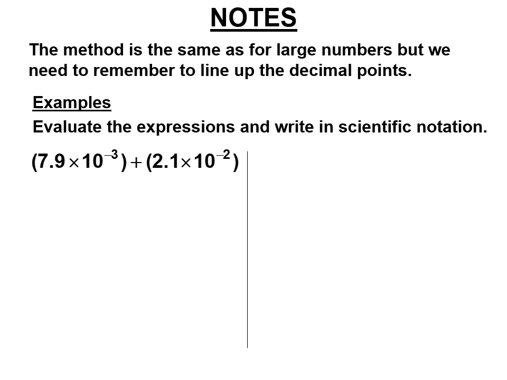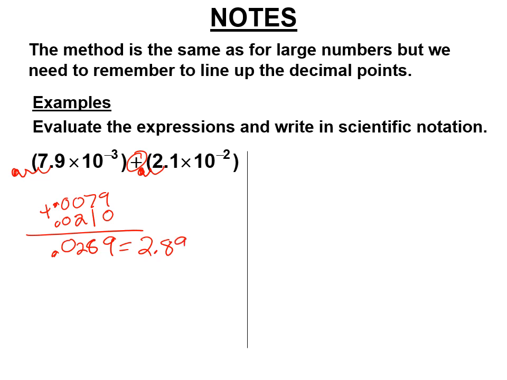It's the same as yesterday. It's just small numbers, right? So we're moving it 3 times. 1, 2, 3. So we get 0.0079, 2 zeros there. Move this twice. You get 0.021. We're adding. Right? If you feel the need to put a 0 there, put it. 0.0289, which is what in scientific notation? 2.89 times 10 to the negative second power.